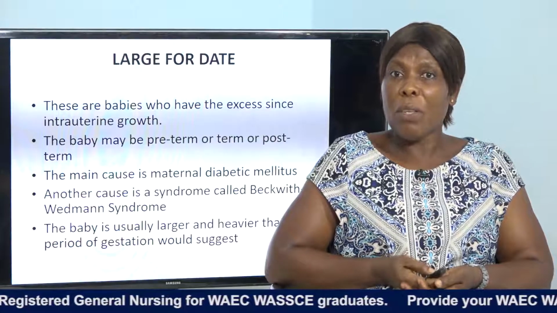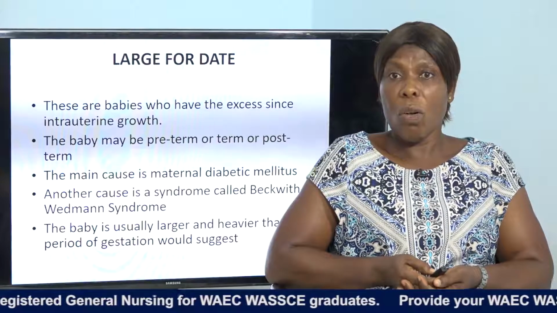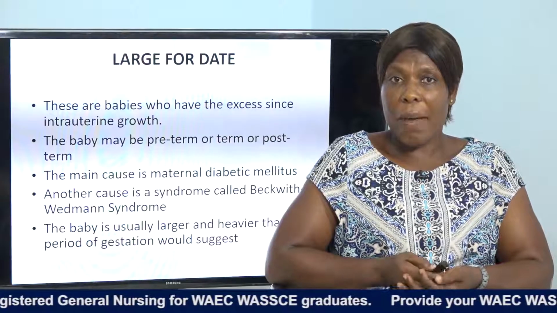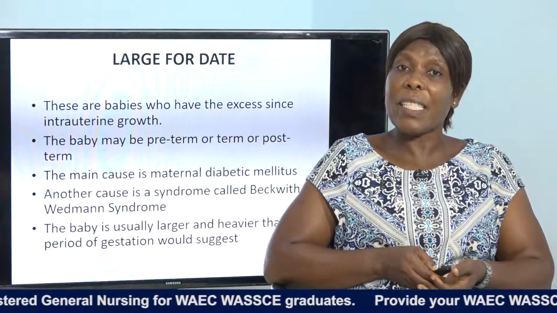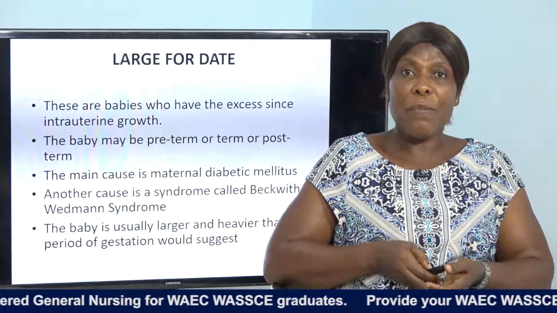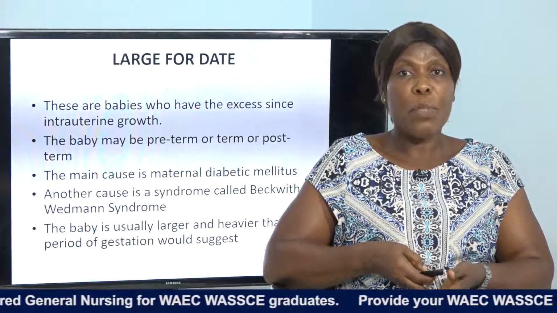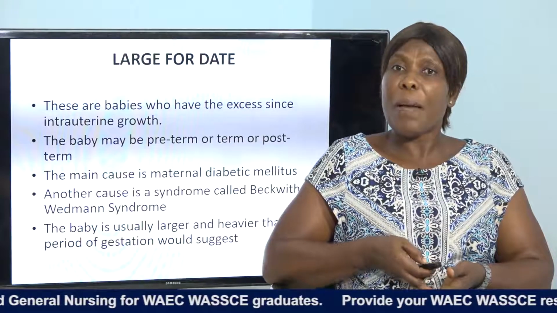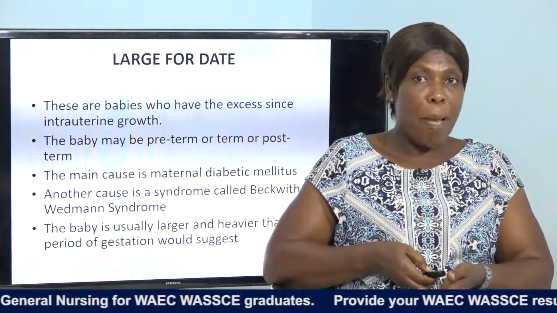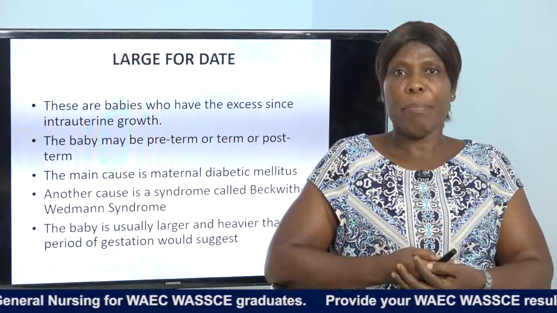These babies can be born preterm or term or post-term. So you could see with the preterm, they are born before the 37 weeks. Light for dates, they can be born term or post-term. The large for dates babies too, they can be born preterm, term or post-term.